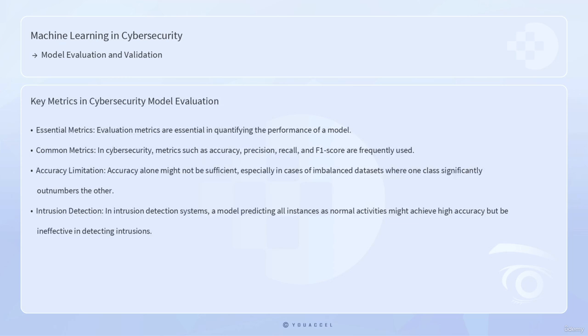Evaluation metrics are essential in quantifying the performance of a model. In the context of cybersecurity, metrics such as accuracy, precision, recall, and F1 score are frequently used. Accuracy is the ratio of correctly predicted instances to the total instances. However, accuracy alone might not be a sufficient metric, especially in cases of imbalanced datasets where one class significantly outnumbers the other. For instance, in intrusion detection systems, the number of normal activities far exceeds the number of intrusion attempts. Thus, a model that predicts all instances as normal activities might still achieve high accuracy, but would be ineffective in detecting intrusions.